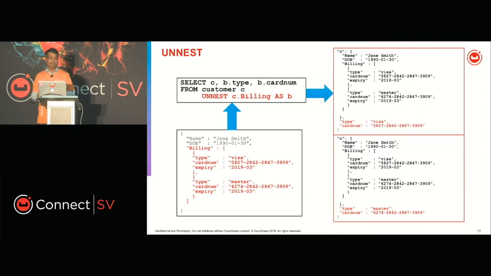Unnest flattens either the scalars or the objects within the array to be at the same level as the parent object.